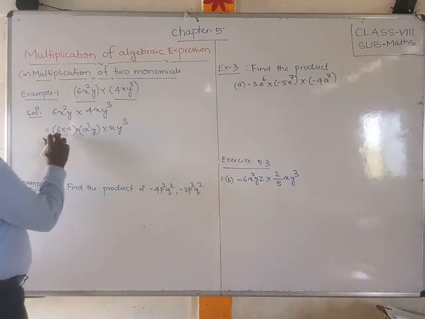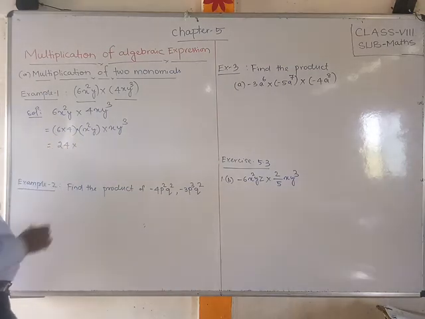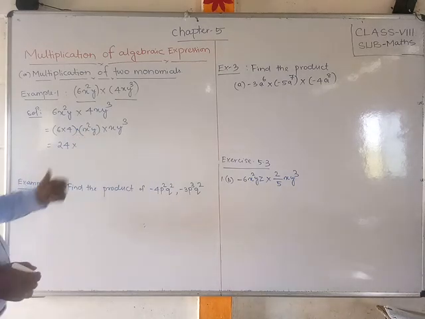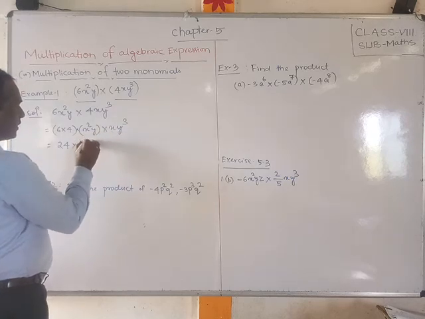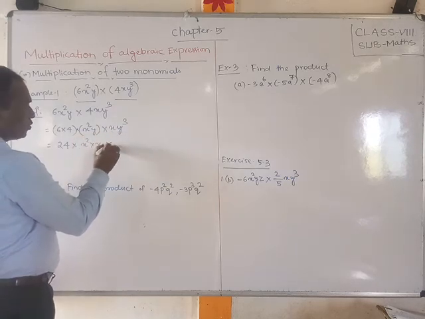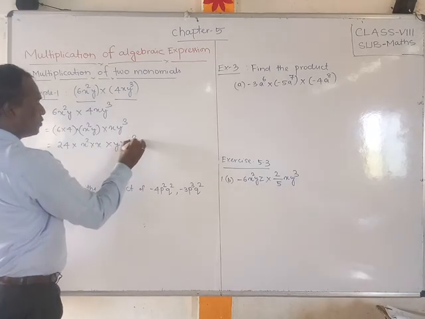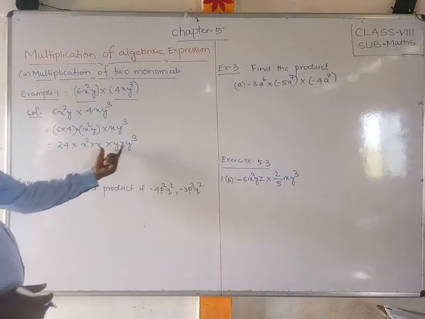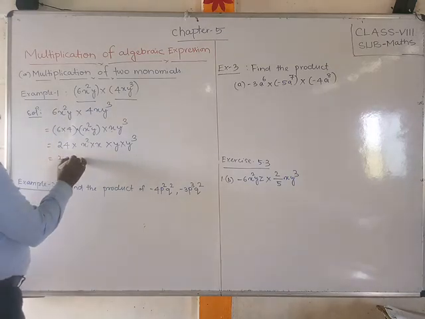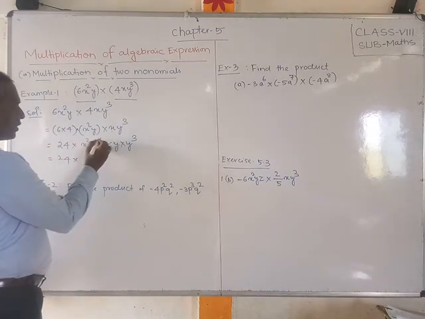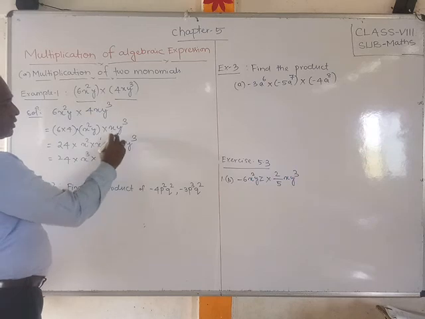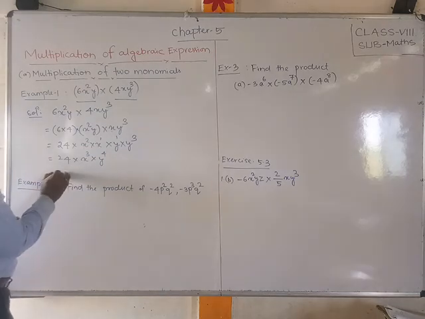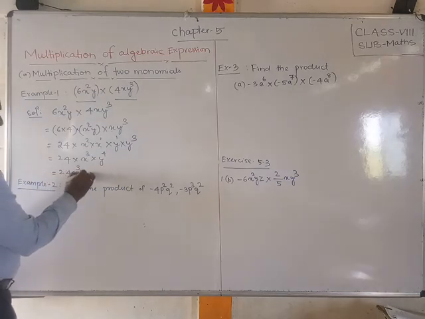Now 6 into 4 is 24. We write 24 into, first write the like terms, the same variables: x square into x, and y into y cube. Now we write 24 into x square, and here the power of x is 1. Students, for the same base the powers will be added. So x power 3, and while multiplying the powers are added, so y power 4. So we can write directly 24 x cube y power 4.